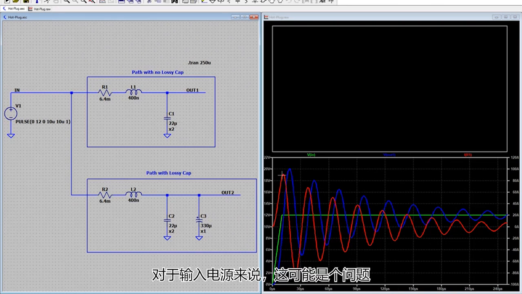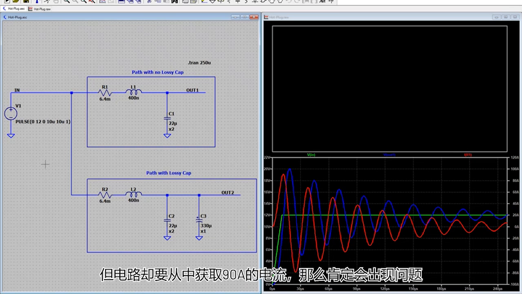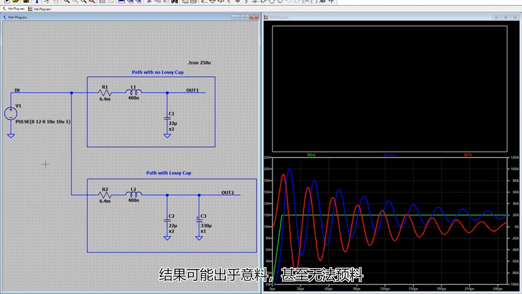And that may be a problem for your input supply. If your input supply is designed or specified to deliver 5 or 10 amps, if you try to draw 90 amps out of it, something's going to happen. And it may not be what you expect, or it may be unpredictable, or the power supply might just shut off. So none of that is good.